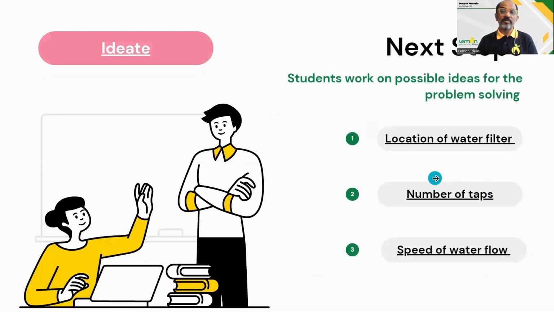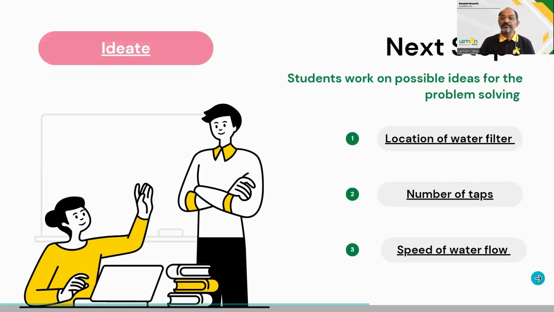Ideate is about identifying multiple possibilities as solutions. In this case, you all identified multiple possibilities. It could be water filter location, number of taps, speed of flow, and there could be something more. These are just three, but it could be four or five more which we don't know. They will only come up when we start building empathy with our end user. So this is how we ideated.